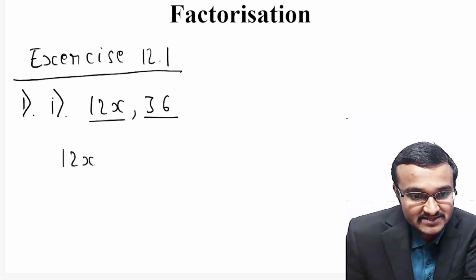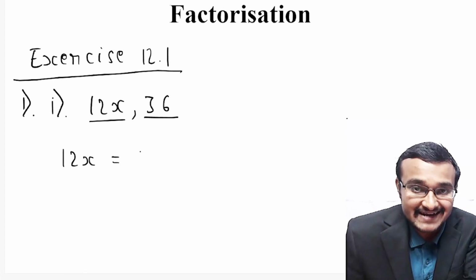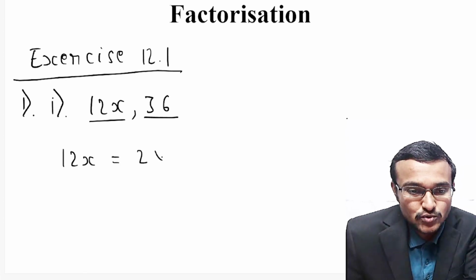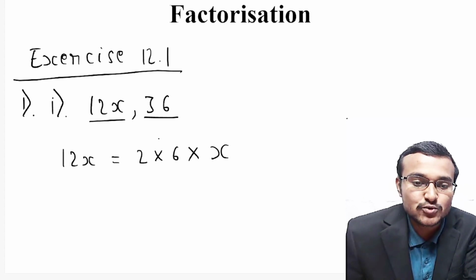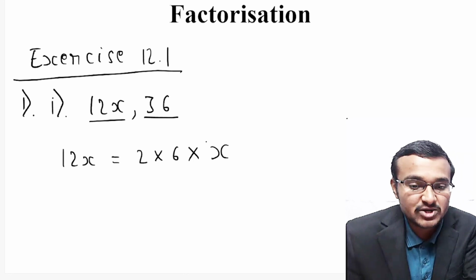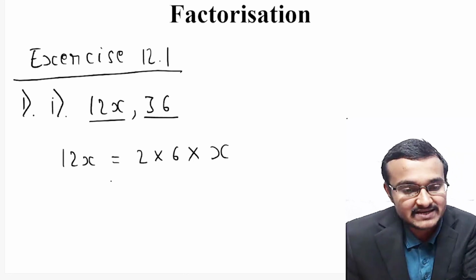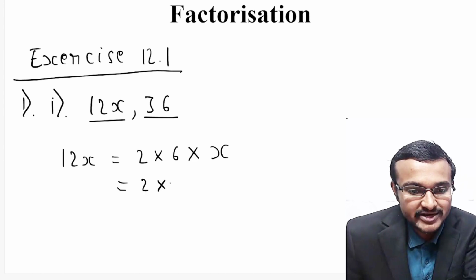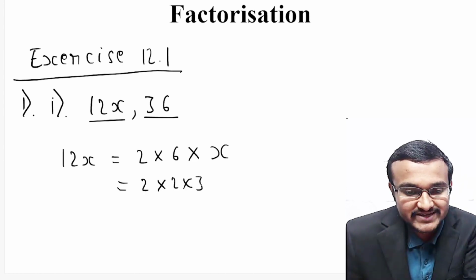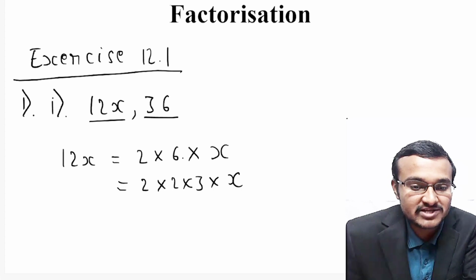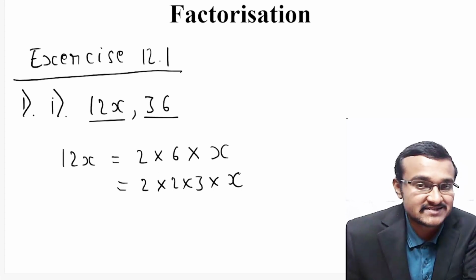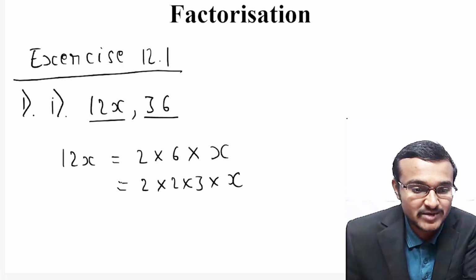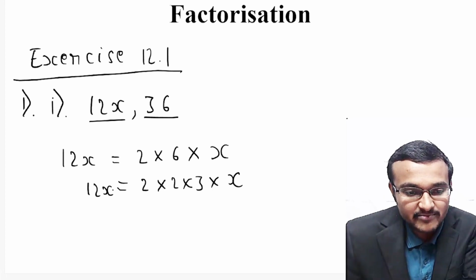First let us take 12x. So 12x can be written as 2 into 6 into x, because 2 into 6 will be 12, and 12 into x will be 12x. Now this 6 can be written as 2 into 3, because 2 into 3 will be 6 and 6 into 2 will be 12, and into x is there, so it will be 12x. So I can write 12x in this format.